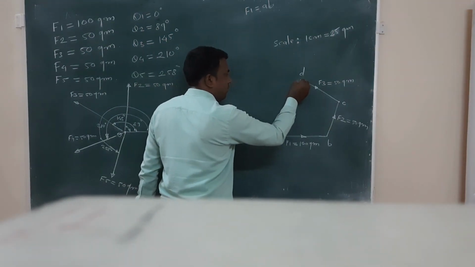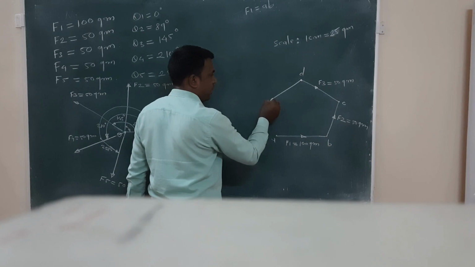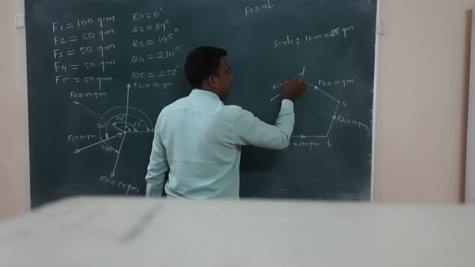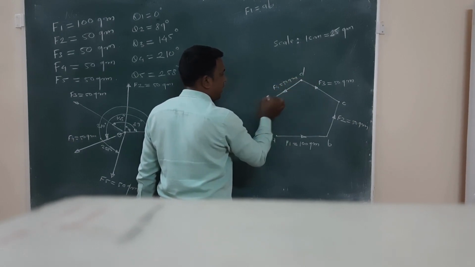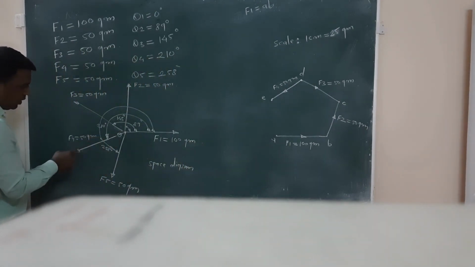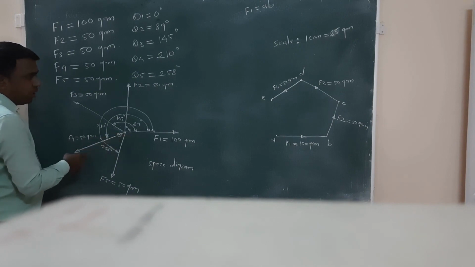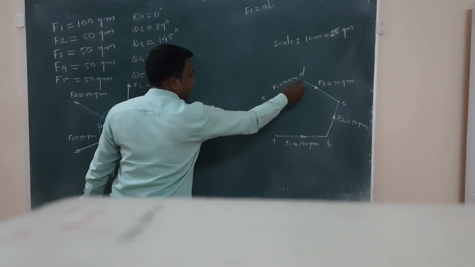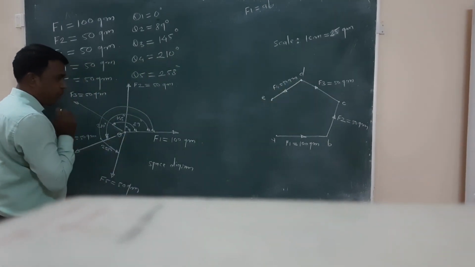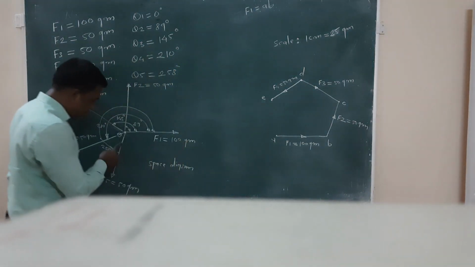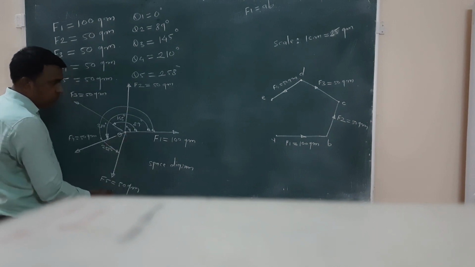So draw the next line, D to E. This is our F4 having magnitude 50 gram. So the length of D to E is again 2 centimeter and the direction is parallel to this line. So the direction of this side is parallel to the force F4. Then the next force is F5. Again F5 has the magnitude 50 gram. So draw the next line which is parallel to this line.